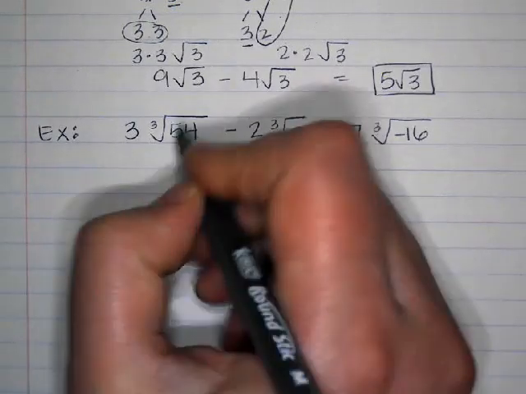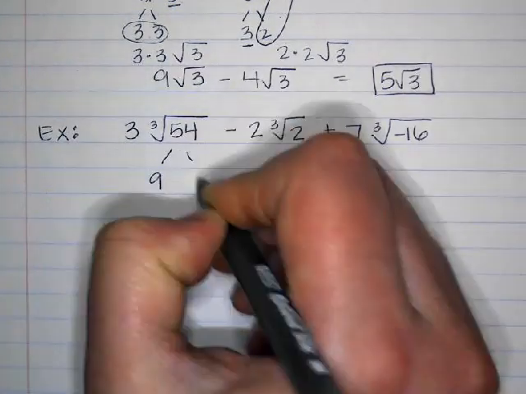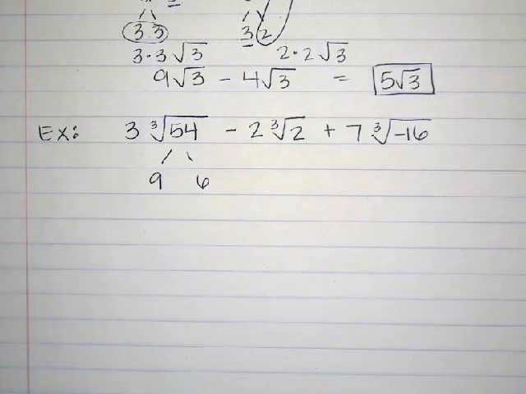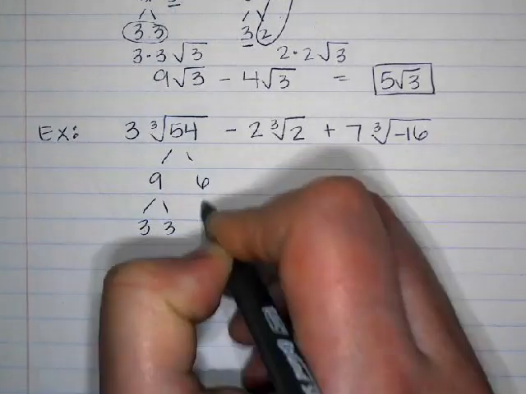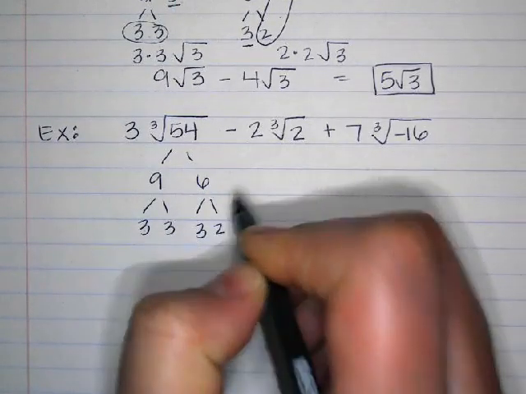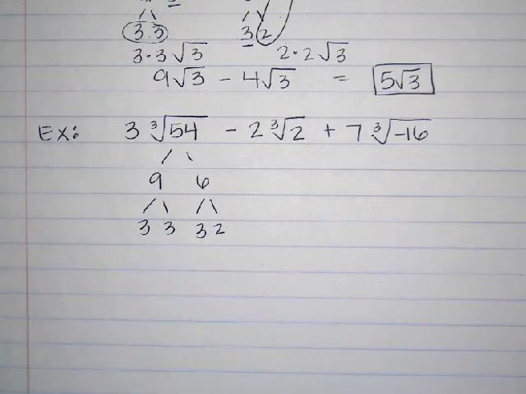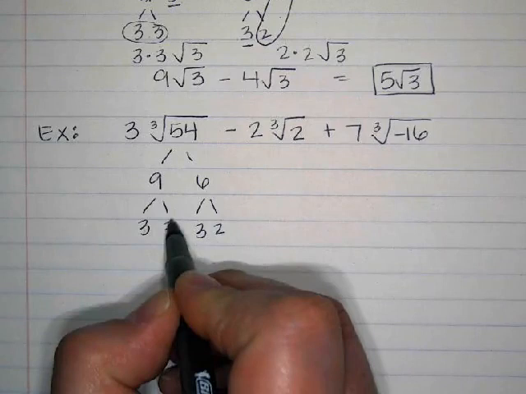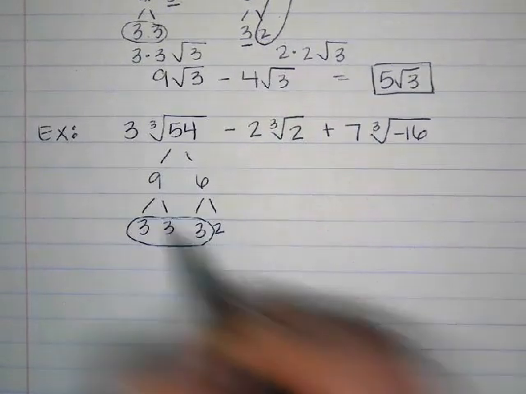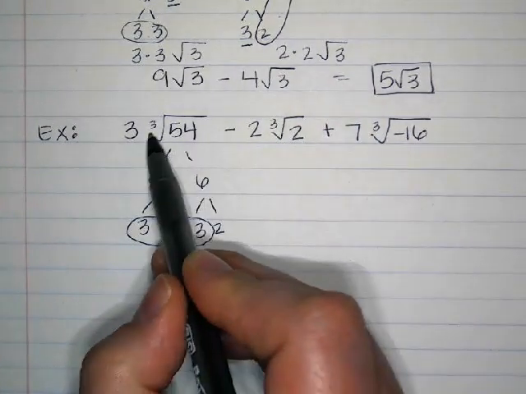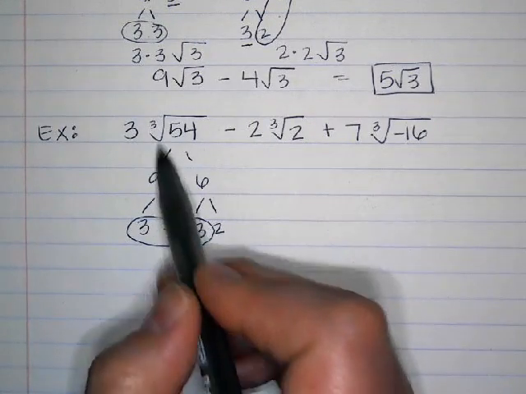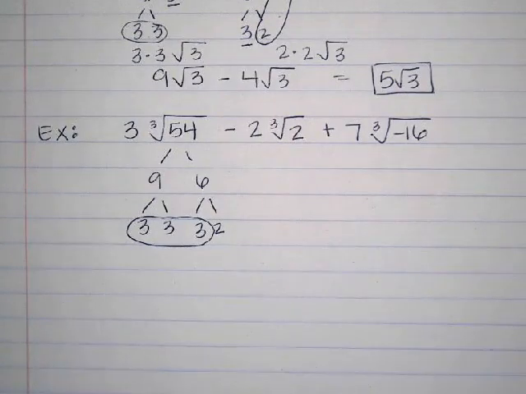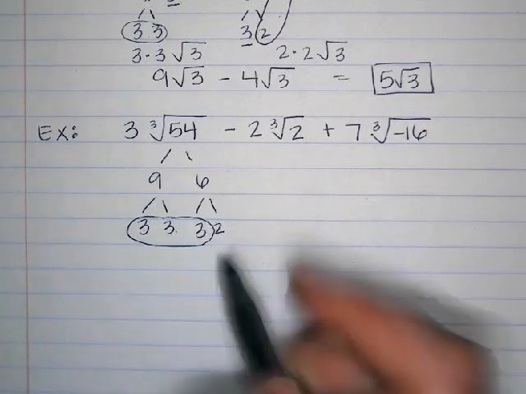9 and 6. Okay. 9, 6. 3 and 3. 3 and 2. Am I circling pairs? No. I am circling triples. How do I know that it's triples and not pairs? I've got a cube root instead of a square root. Okay, so I know what you meant. It was a typo coming out your mouth. Okay. I've got a triple. I got a 2 left over.